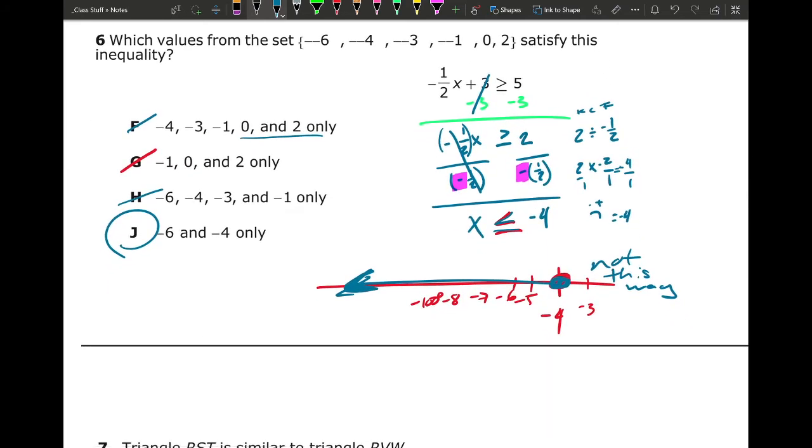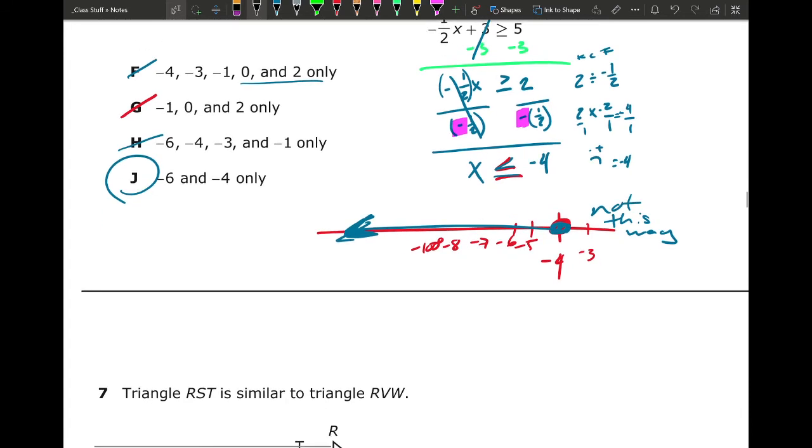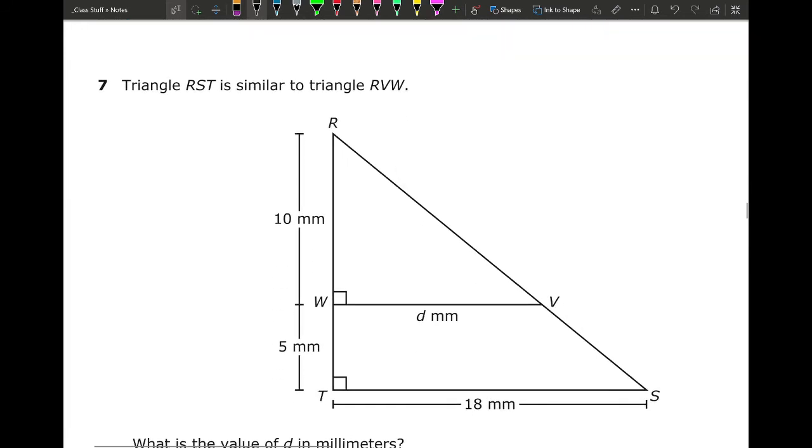Usually you have them with number lines, but if you don't have a number line, it's really easy to construct. I have a full playlist about equations and inequalities. Make sure you check that one out as well. Let's move on to number 7.